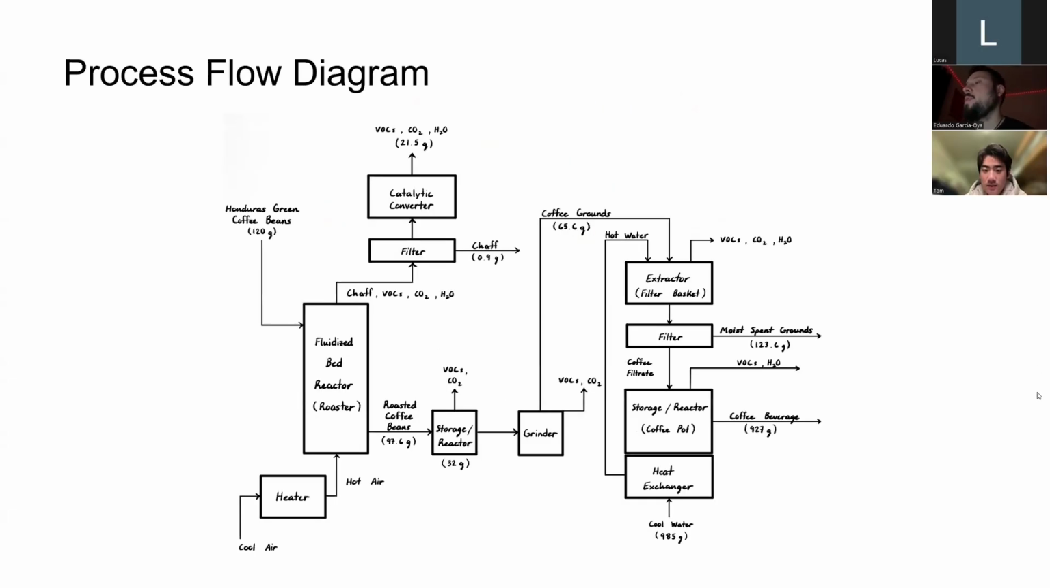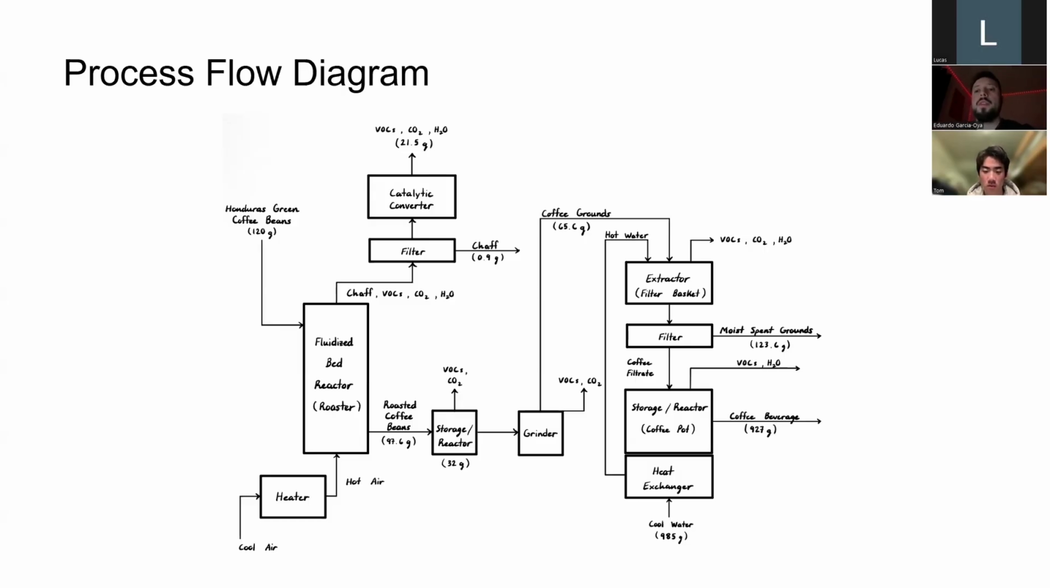All right, so this is our process flow diagram for our project. As you can see here, we use the Mr. Drip Coffee Brewer, and we start off with 120 grams of under screen coffee beans, and we essentially roasted them to about a medium roast. And you can see all the streams coming out of the filter, the chaff, and then the volatile organic compounds.